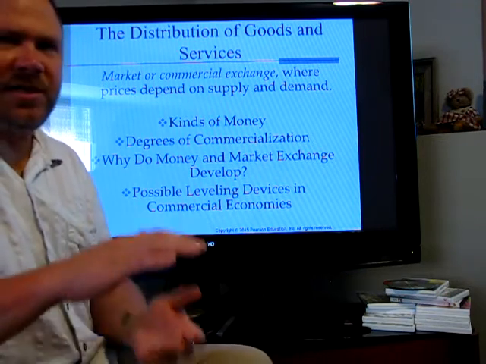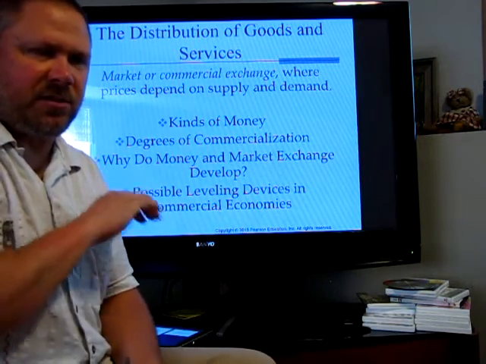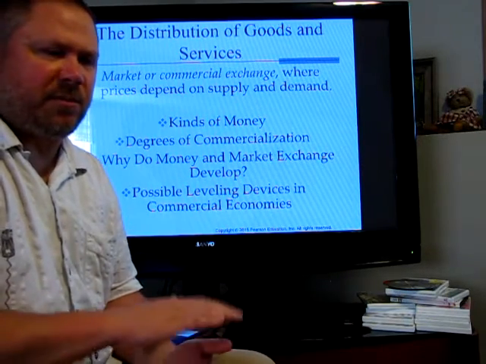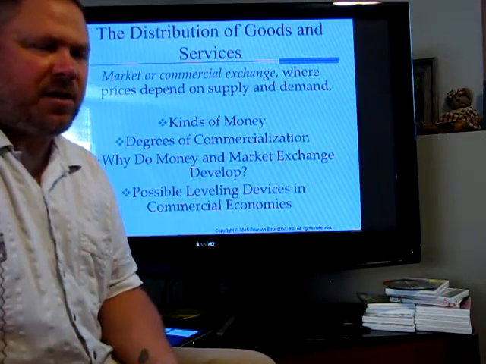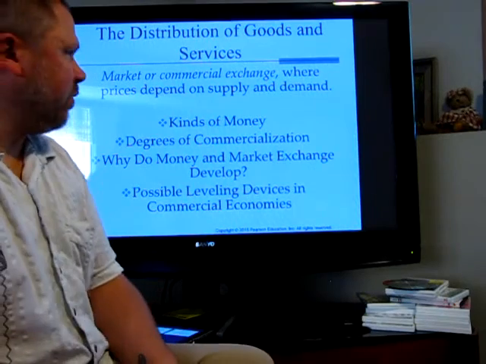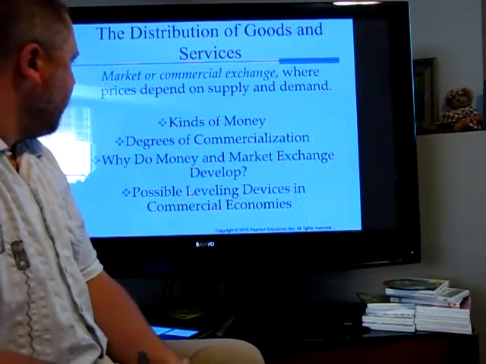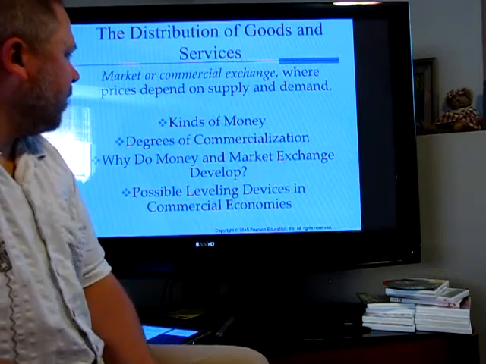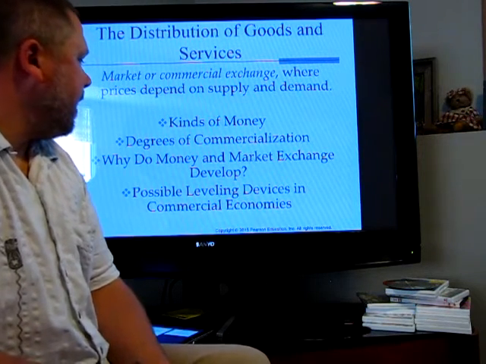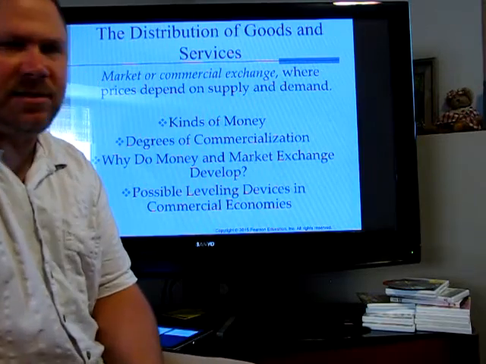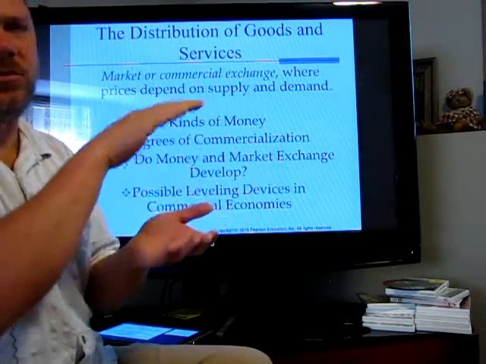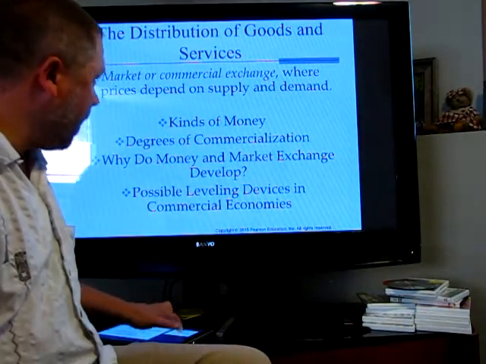And of course, there's degrees of commercialization, and we're starting to see this with globalization now, as certain non-commercial societies are starting to become more commercialized. Some may just be beginning, whereas ours is a full-blown commercialized society. The book will give you examples on why money and market exchanges develop, and possible leveling devices in commercial economies. So ways of keeping the social stratification from getting out of hand.